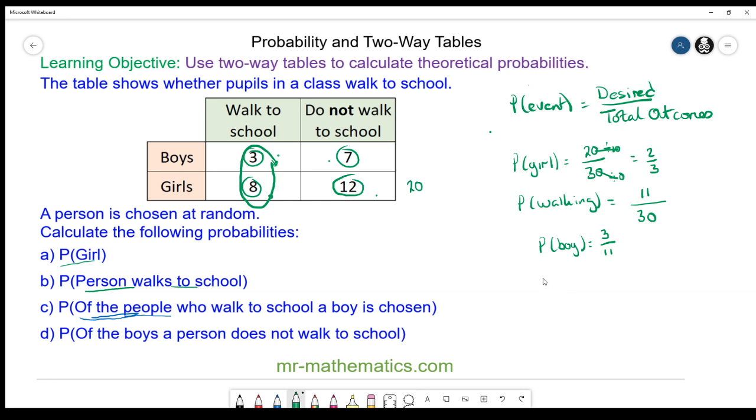And the last one, the probability of the boys, and let me just rub this out. So in total, there are 3 and 7 boys, so there are a total of 10 boys, and we want the probability of not walking. Which is 7 boys who do not walk out of 10. Okay.